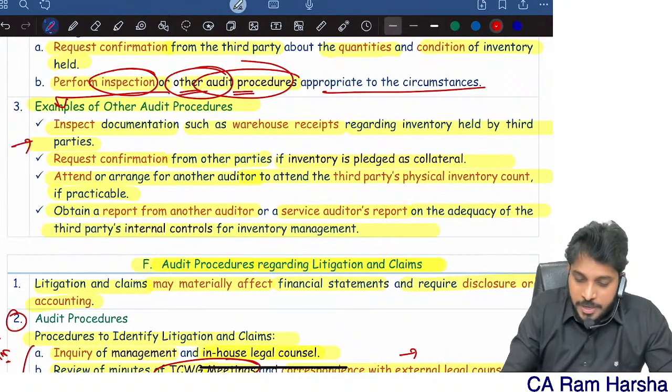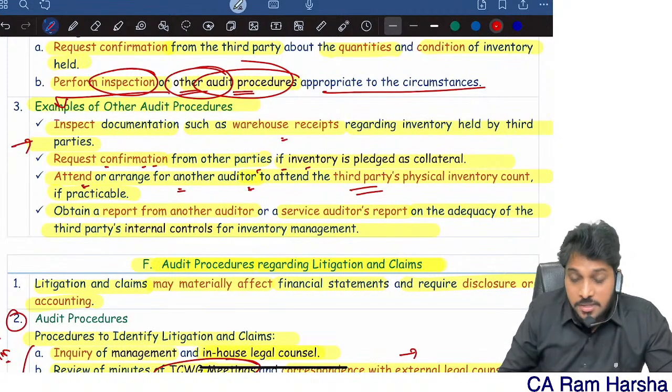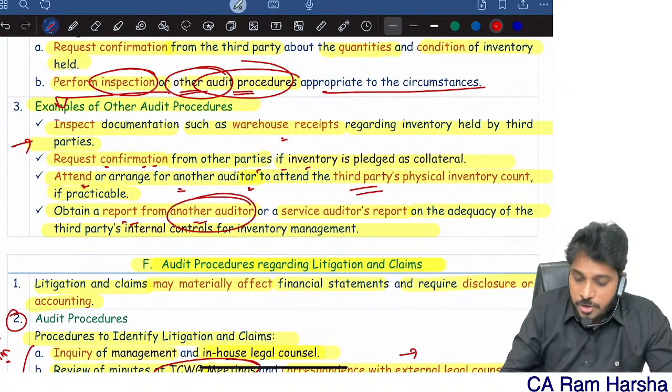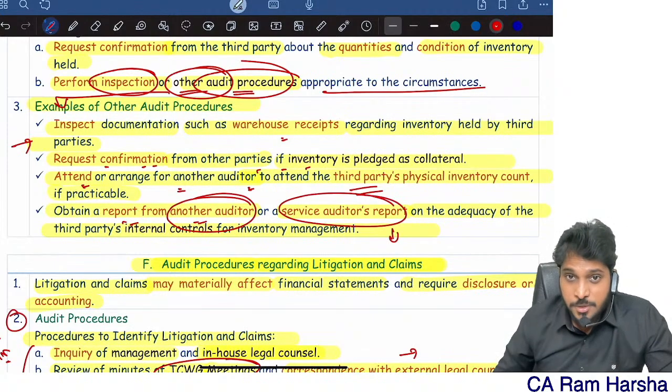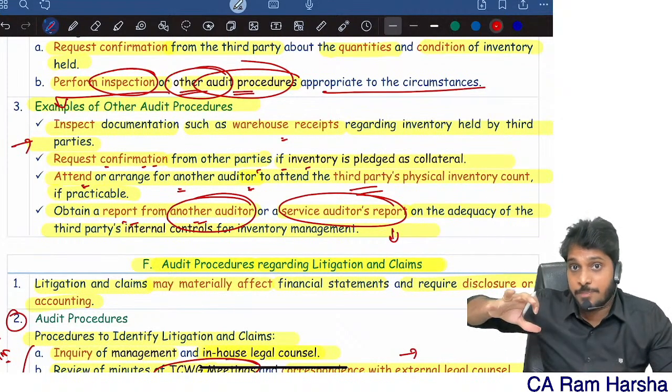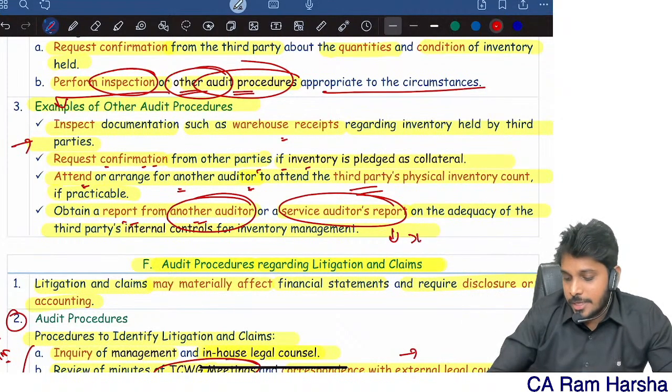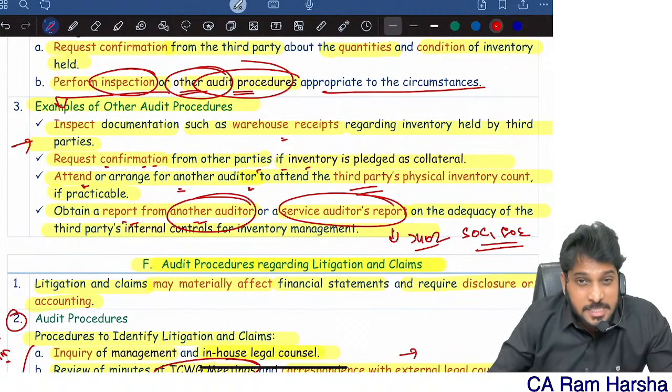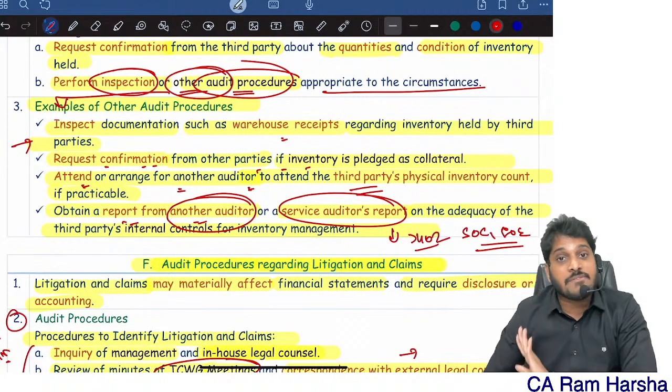So inspect documentation such as warehouse receipts. Request confirmation from other parties. Attend or arrange another auditor to attend the third party count procedure. Obtain a report from another auditor or service auditor report. Suppose the company's inventory is kept in Amazon, Amazon will give an audit report, a service auditor report. There is a report called 3402, SOC1 report, SOC2 report, like that some reports were there, which we will discuss in CA Final.